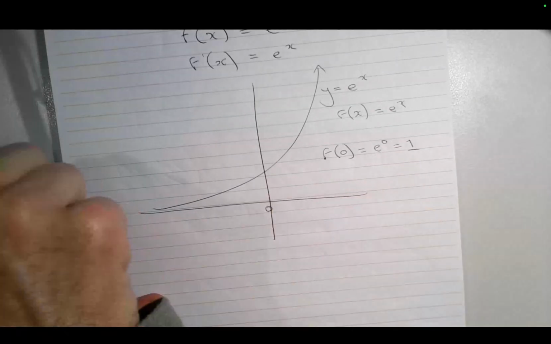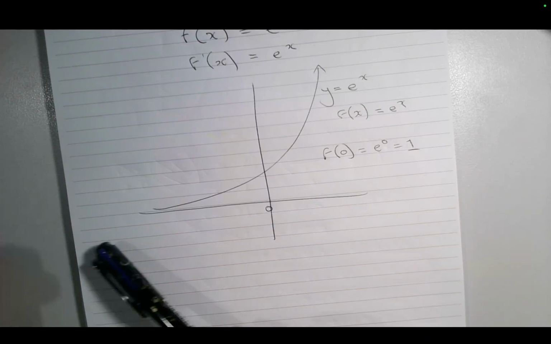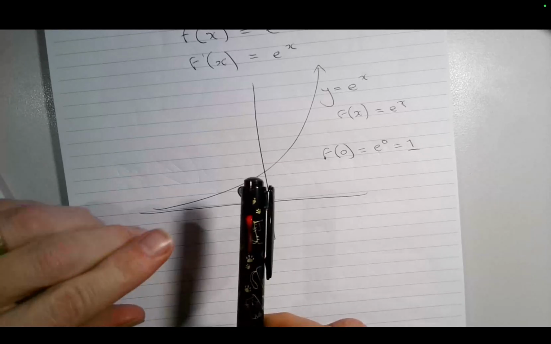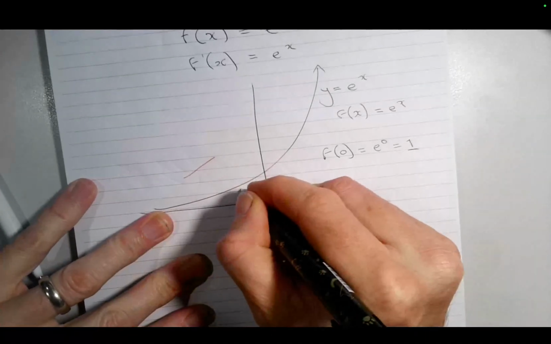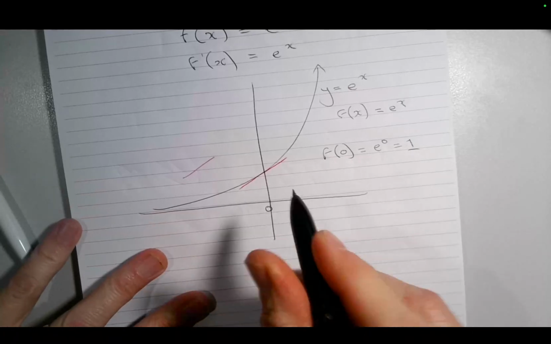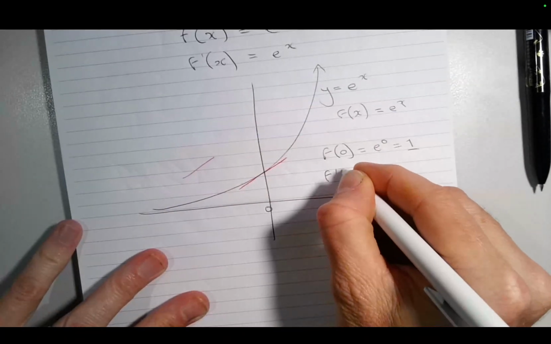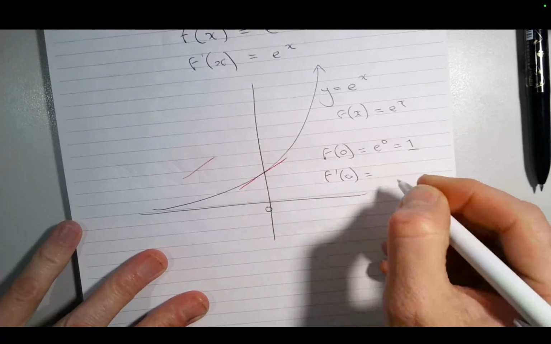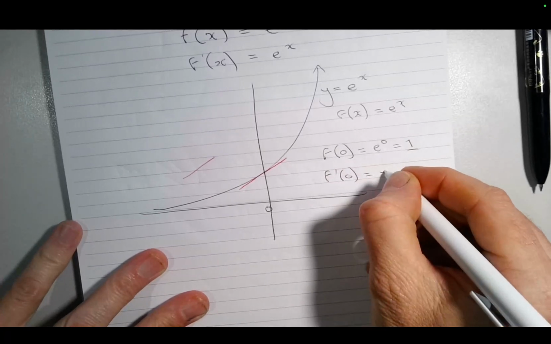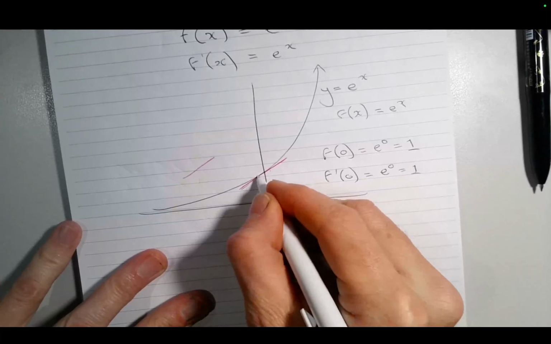Okay, now if you got a different colored pen, no, what pen is this? Oh, okay, yep, if I went here and drew the tangent at x equals 0, guess what it's going to be? It's going to be 1. So the gradient of this red line is 1.